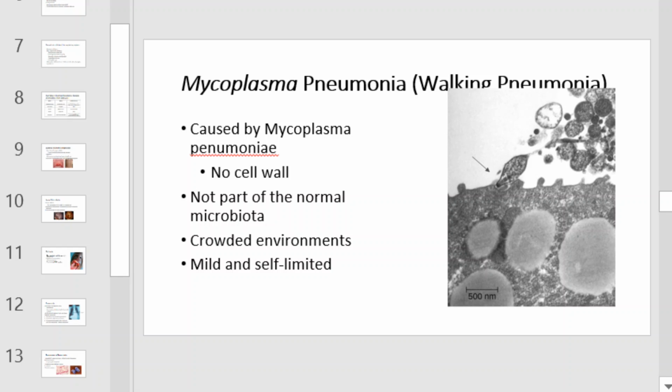Mycoplasma pneumoniae, or walking pneumonia, is caused by Mycoplasma pneumoniae, an organism with no cell wall. It is not part of the normal microbiota and can be transmitted in crowded environments. The symptoms are often mild and self-limited, but can go on for quite some time.